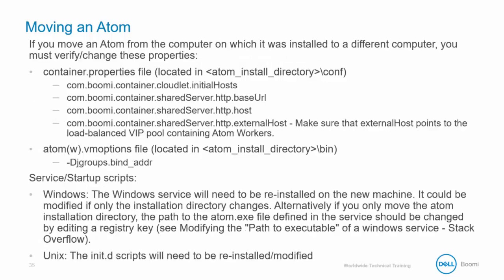Now, if you move an atom from the computer on which it was installed to a different computer, you must verify and change these properties: the container.properties file, and again the atom.vmoptions file, where atom in parentheses means atom running as a service, and simply atomW without the parentheses means running in the console or desktop mode. And whether you are running in Windows or Unix, you must also address startup scripts.